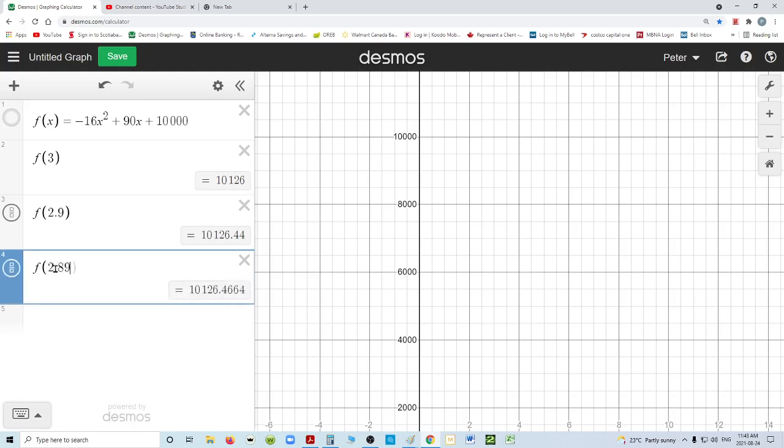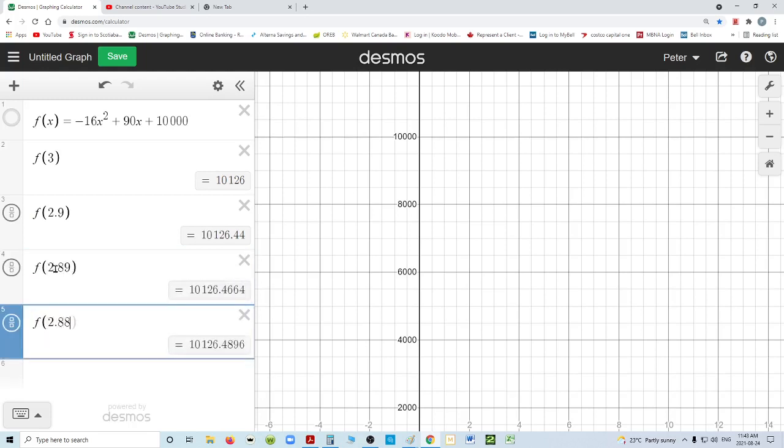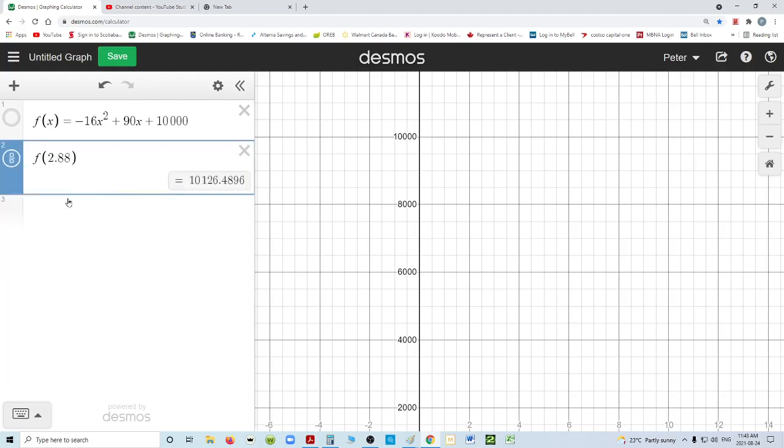So 2.89, f of 2.88, which one's higher? The 2.88. So we can get rid of 2.89. And we know everything to the left is going to be higher. So we're going to try 2.87. 8 versus 7. 7 is higher. 6 versus 7. 6 is higher. 5 versus 6. 5 is higher. 4 versus 5. 4 is starting to go down. So we can see 2.85 is probably the peak.